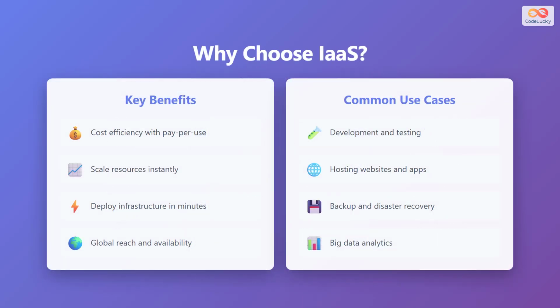Now let's wrap up by understanding why organizations choose IaaS and where it's commonly used. The key benefits include cost efficiency through pay-per-use pricing, eliminating the need for large capital investments in hardware. You can scale resources instantly, adding or removing capacity within minutes based on demand. Infrastructure can be deployed in minutes rather than weeks or months, accelerating time to market.